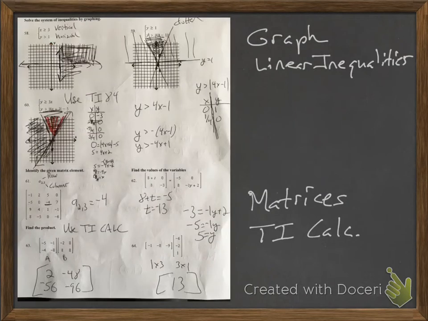Here we have 58 through 64. Matrices, we use the calculator. We also have graphing, vertical, horizontal lines, inequalities actually. So we have some inequalities to graph. This is why we have the shading.